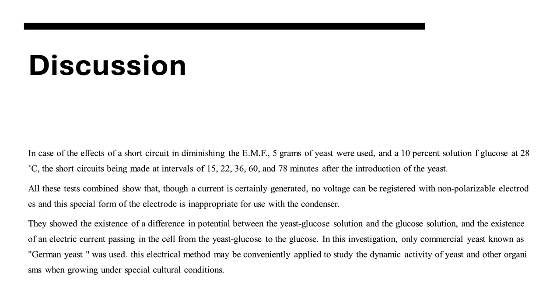They showed the existence of a difference in potential between the yeast glucose solution and the glucose solution, and the existence of an electric current passing in the cell from the yeast glucose to the glucose. In this investigation, only commercial yeast known as German yeast was used. This electrical method may be conveniently applied to study the dynamic activity of yeast and other organisms when growing under special cultural conditions.